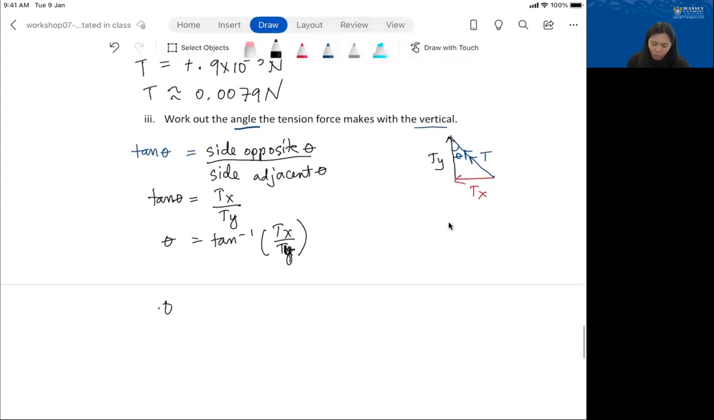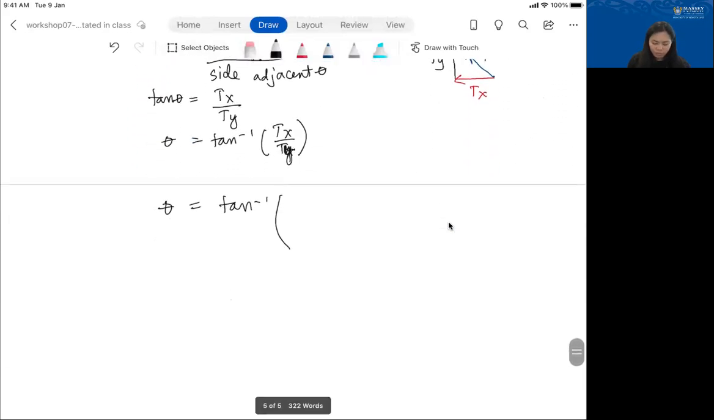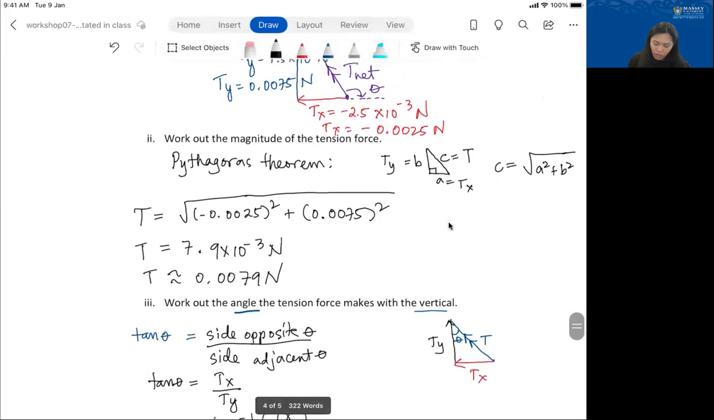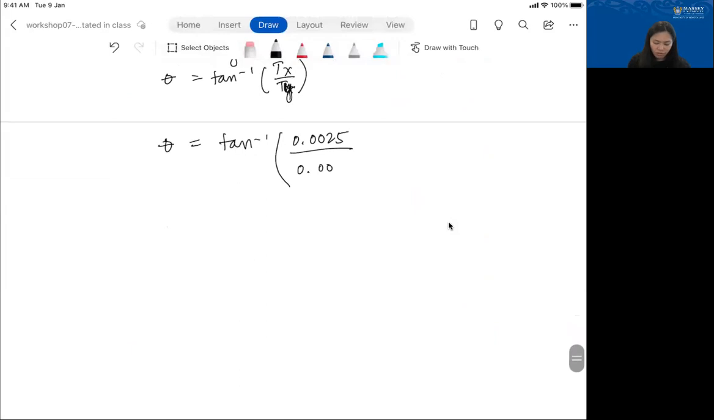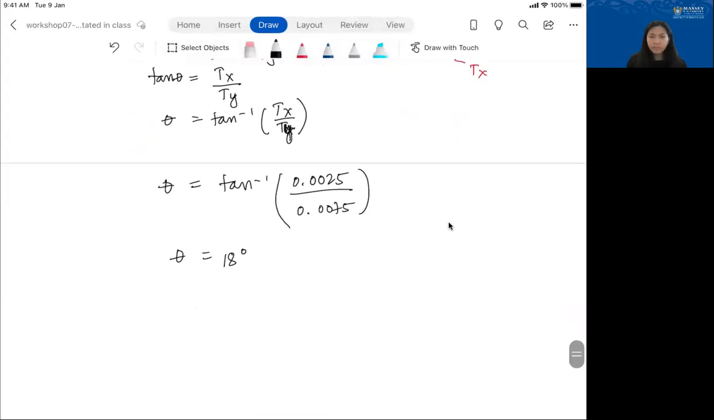That will be inverse tangent of the x component divided by the y component. Right. So we know the x and y components. We just substitute it there. The x component is 0.0025. And the y component is 0.0075. So you should have an angle of 18 degrees. Yeah. All right. Any question about this?